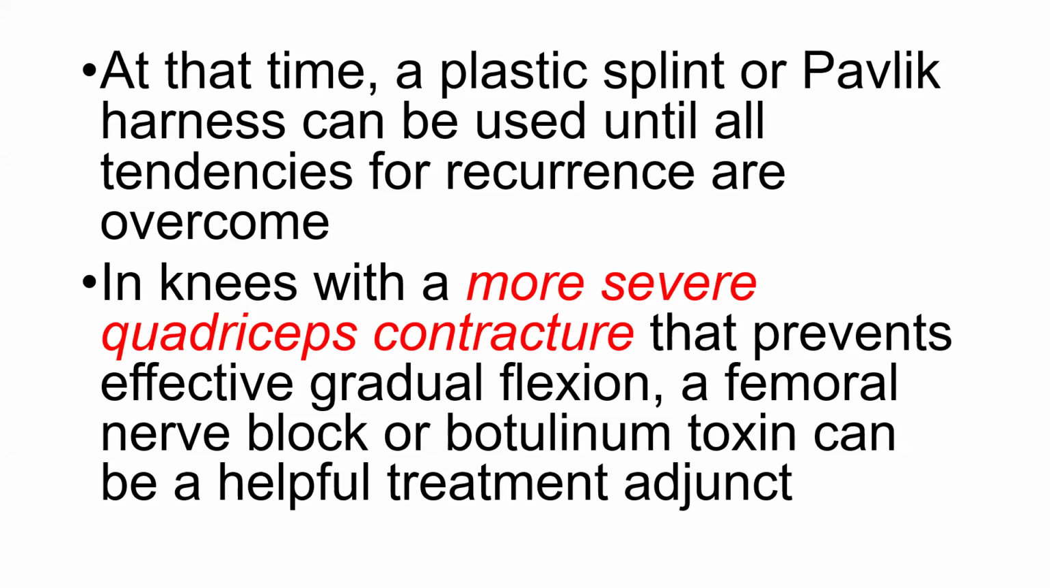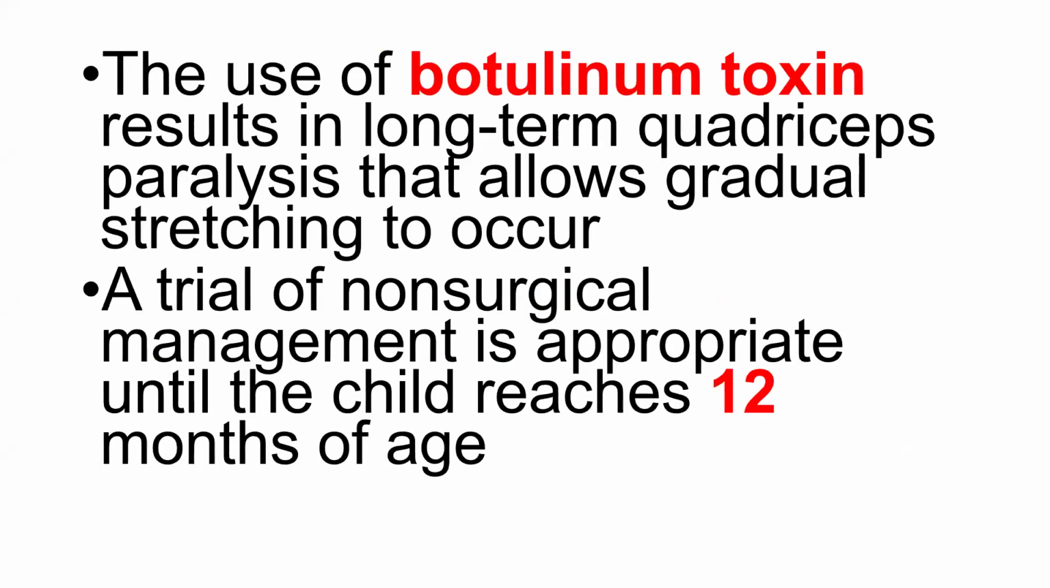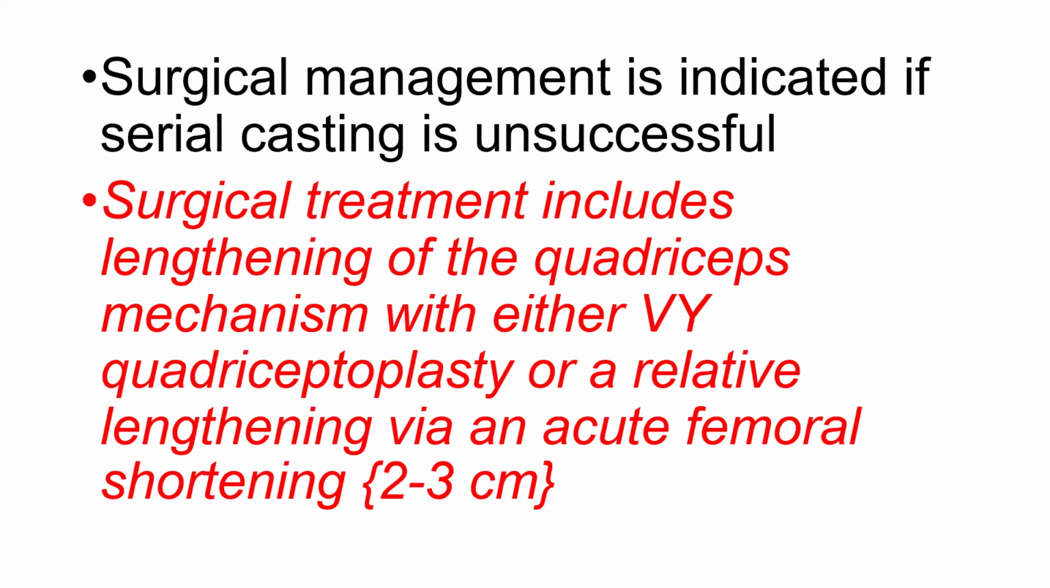The use of botulinum toxin results in long-term quadriceps paralysis that allows gradual stretching to occur. A trial of non-surgical management is appropriate until the child reaches 12 months of age. Surgical management is indicated if serial casting is unsuccessful.